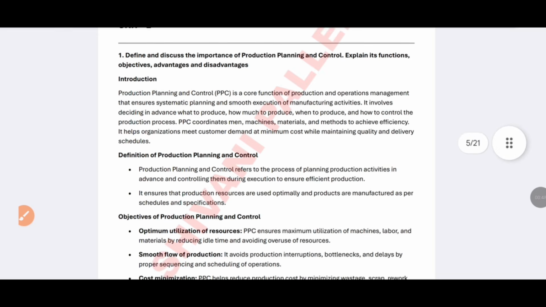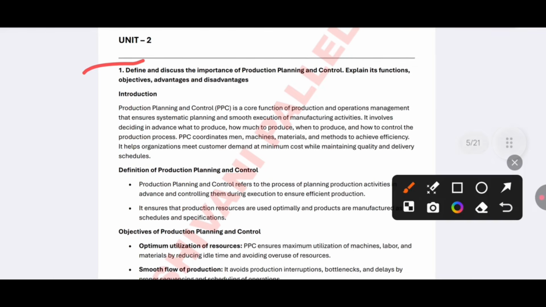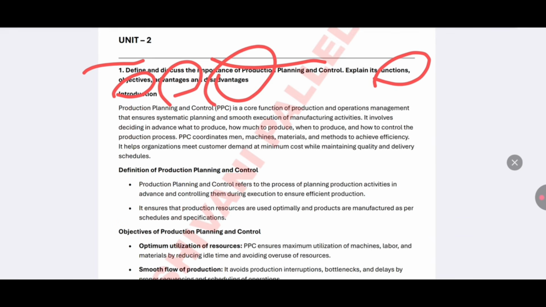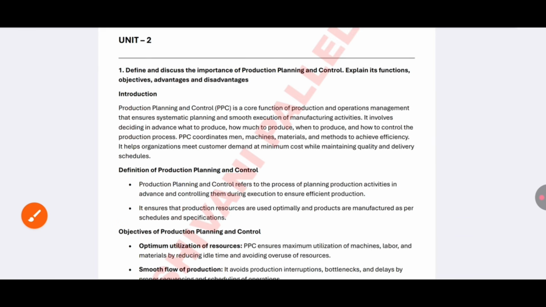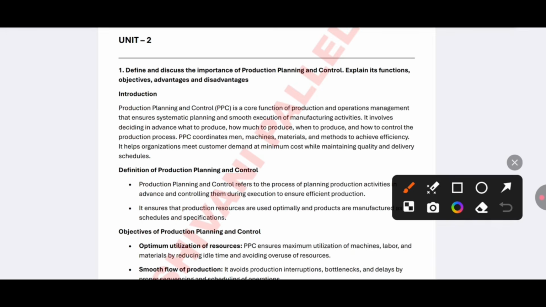Okay, the first important question from unit number 2 is: define and discuss the importance of production planning and control, and explain its objectives, functions, advantages, disadvantages, and role. Anything they might be asking about production planning and control, either objectives, nature, scope, features, advantages, disadvantages, everything is covered in this answer only. So production planning and control, that is PPC.